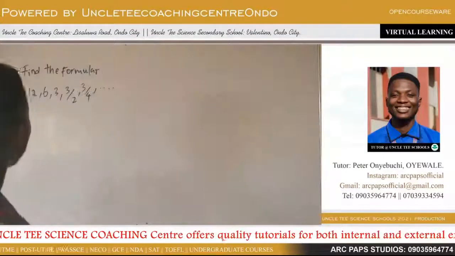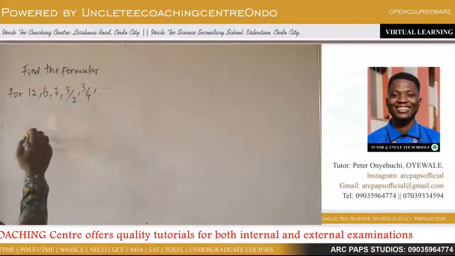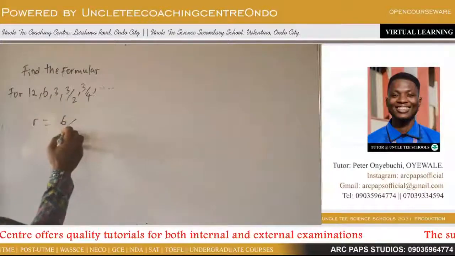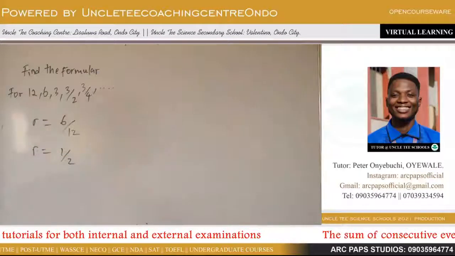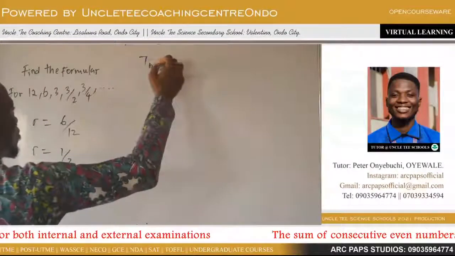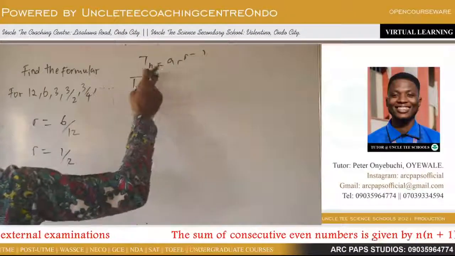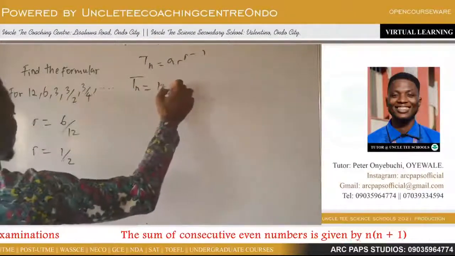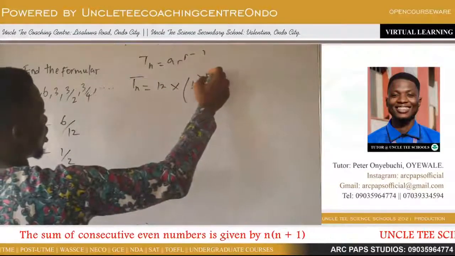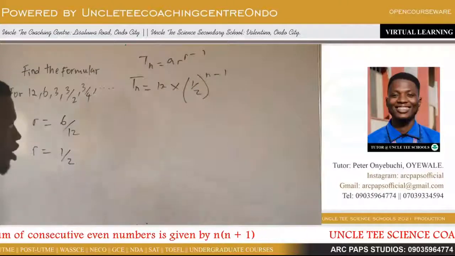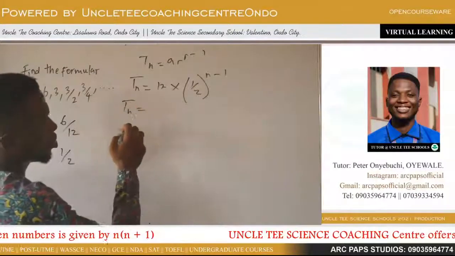Now in this question, we have to find the formula for this particular series, or let's just leave it as a progression. We know that this is a geometric progression, 6 divided by 12, which is 1 over 2, is our common ratio. The nth term of a geometric progression is ar raised to power n minus 1, where our a is 12 and our r is 1 over 2, so 1 over 2 raised to power n minus 1.